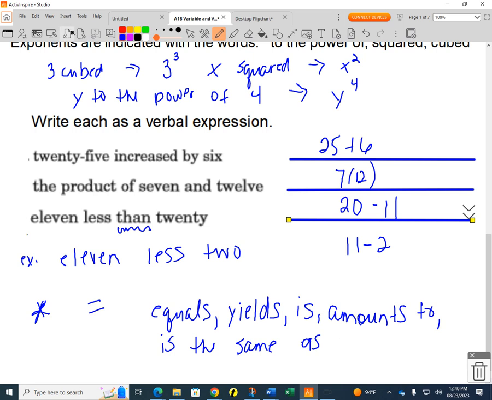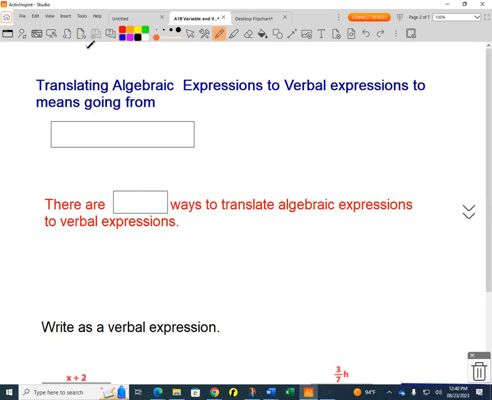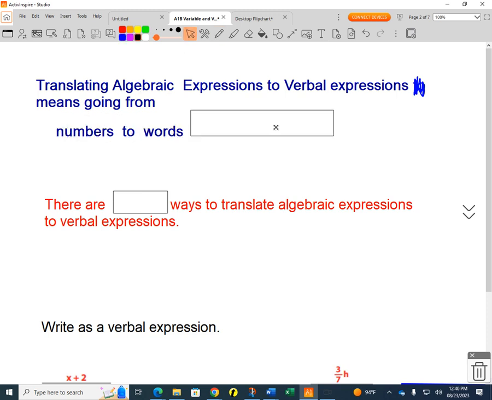All right, so now we're going to flip over to the other side. So translating algebraic expressions to verbal expressions, let's scratch that word out, that's wrong, means going from numbers to words. So the algebraic expressions are the numbers and variables. Verbal is words, so it's numbers to words.